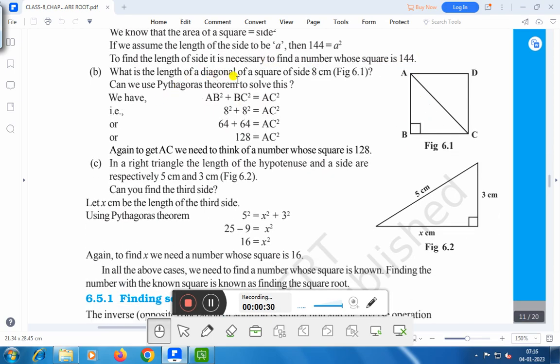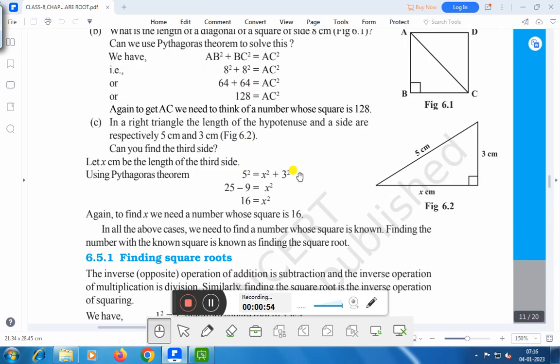What is the length of a diagonal of a square of side 8 cm? Can we use Pythagoras theorem to solve this? We have AB² + BC² = AC², or AD² + AD² = AC², 64 + 64 = AC², that is 128 = AC². Again, to get AC, you need to think of a number whose square is 128.